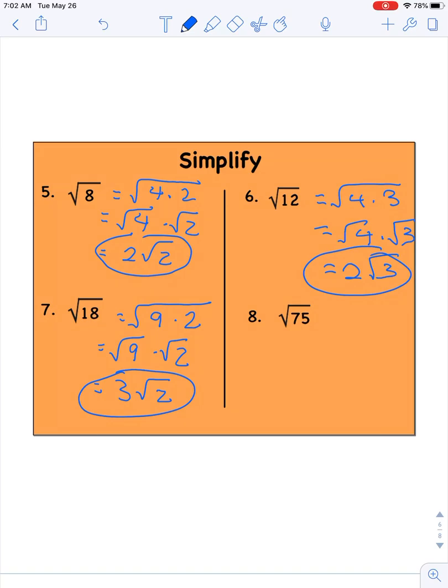Now these get more challenging when the number is bigger. So again, you look at this 75 and you're trying to rack your brain. You're like, well, 5 goes in there, but 5 isn't a perfect square.